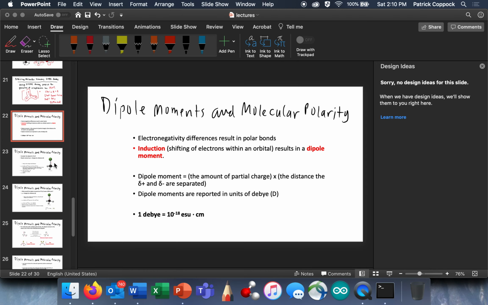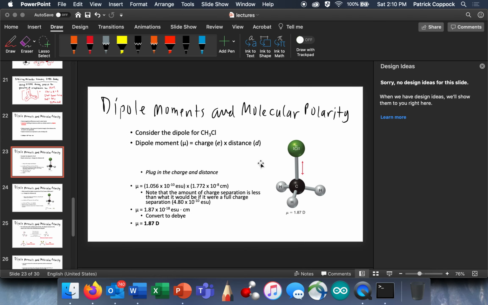Okay, so let's go on to the next slide. Consider the dipole of methyl chloride. The dipole moment, well, this is always the definition. This is the dipole moment right there, mu. It's the charge times the distance, right? This is just a physics definition. And can you see a red arrow here? Can you see a plus sign at the tail? Okay, the plus sign at the tail goes to the element that is more electropositive.